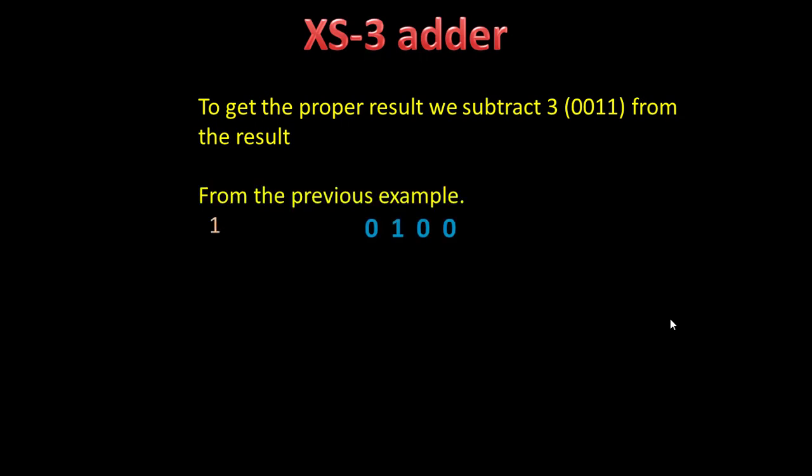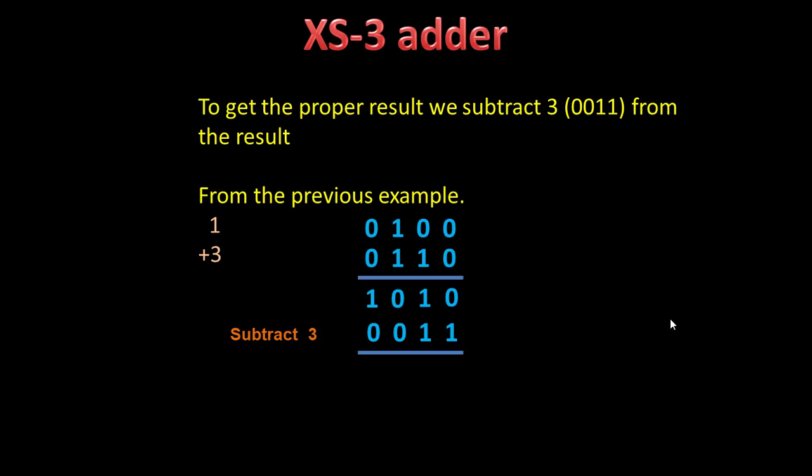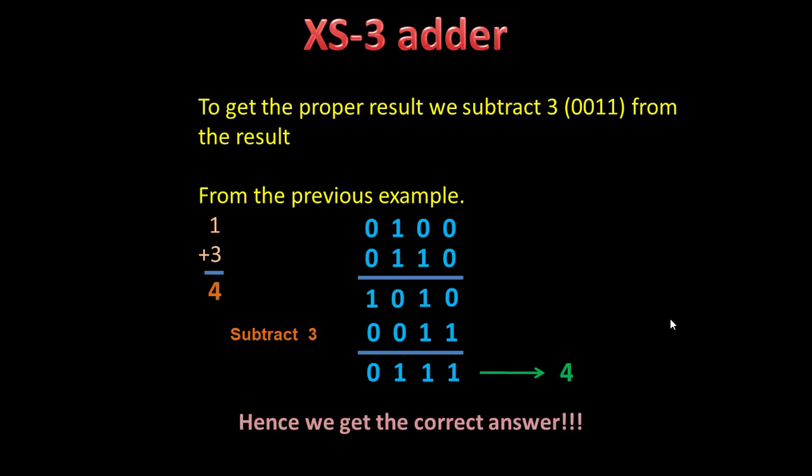From the previous example we have this result, so we subtract 3 from this, which is 0011, and when we subtract 1010 minus 0011, we get the result 0111, which is 4 in XS3. So we get the correct answer.